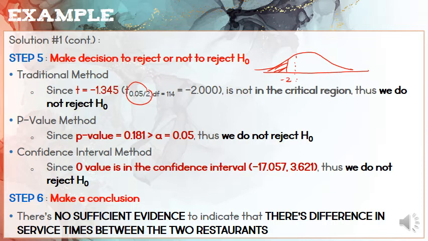If you are using the p-value method, since the p-value is 0.181, greater than your alpha value, same thing, we do not reject our H null. And if you are using your confidence interval, since the zero value is in the confidence interval between negative 17 to 3.6, thus we do not reject our H null. Because we are 95% confident that the difference between the two means is between negative 17 to 3. So there is a possibility the difference is 0.